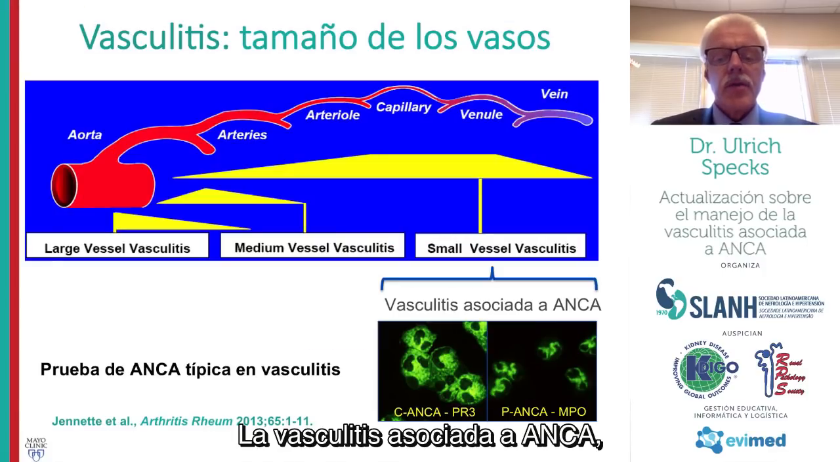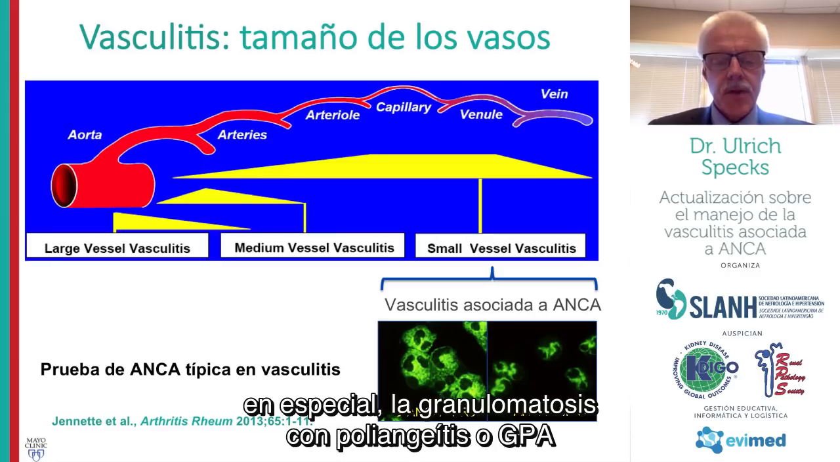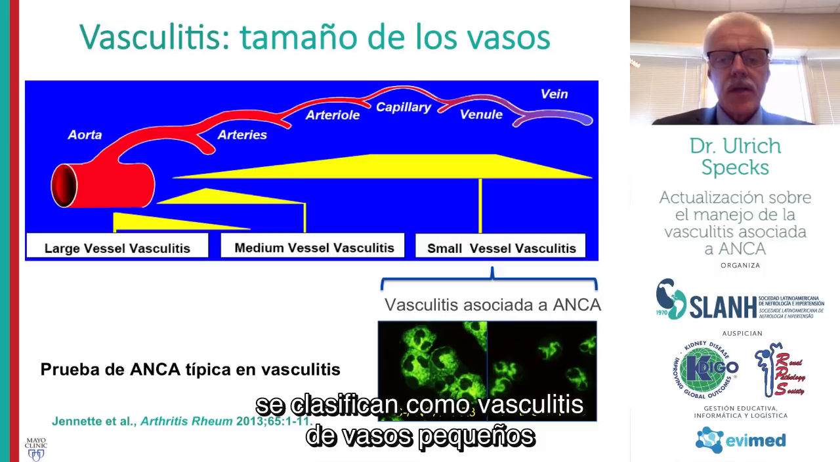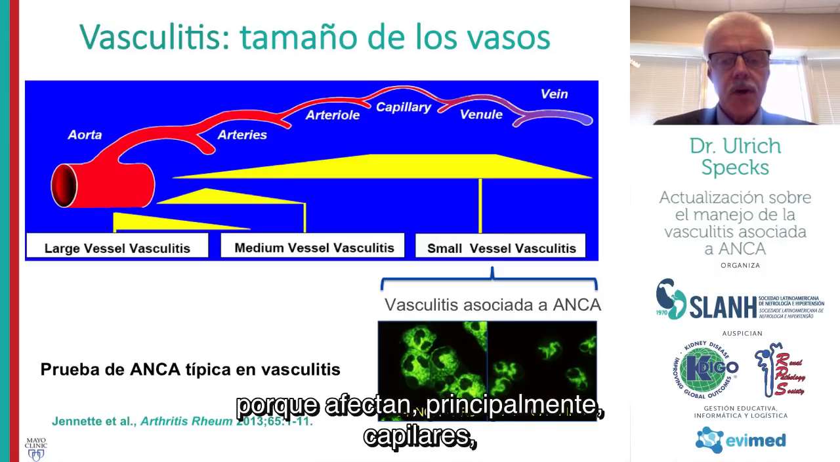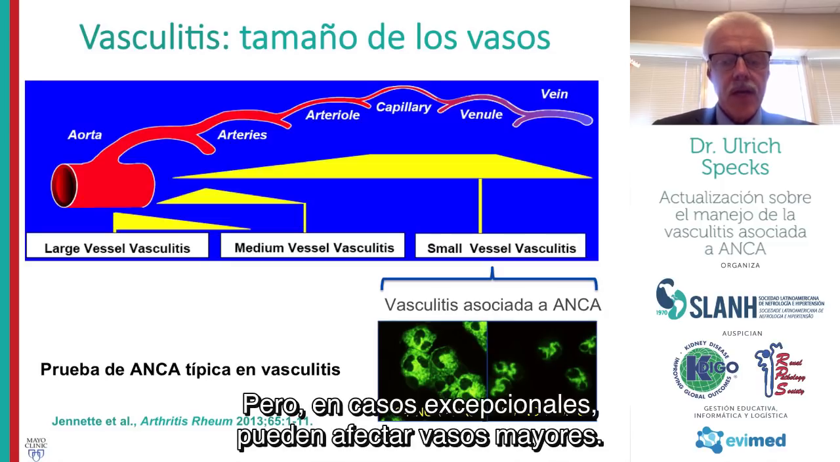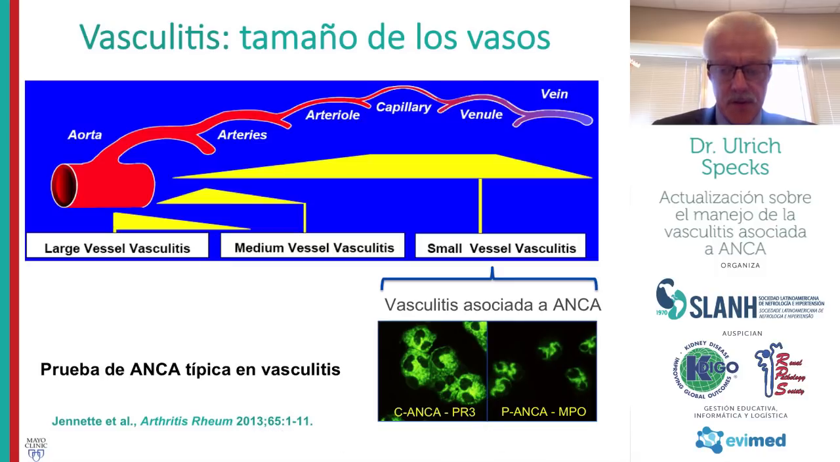The ANCA-associated vasculitides, particularly granulomatosis with polyangiitis or GPA and microscopic polyangiitis or MPA, are classified as small vessel vasculitides because they predominantly affect the capillaries and small arterioles and venules. However, they can, on rare occasions, also affect larger vessels.